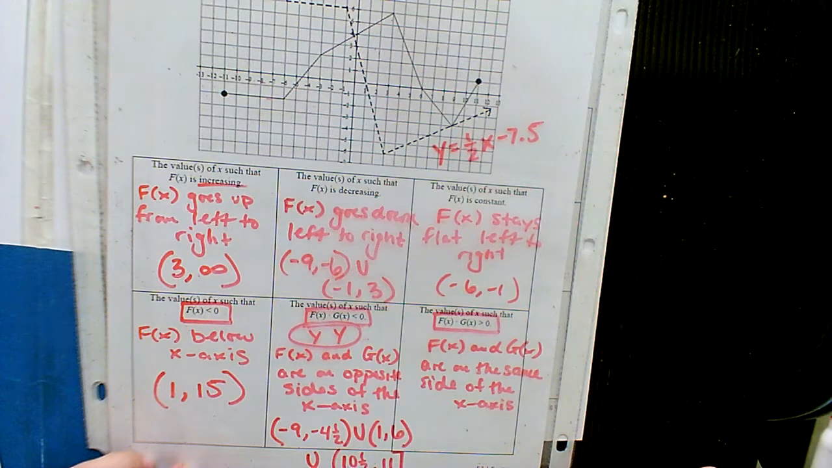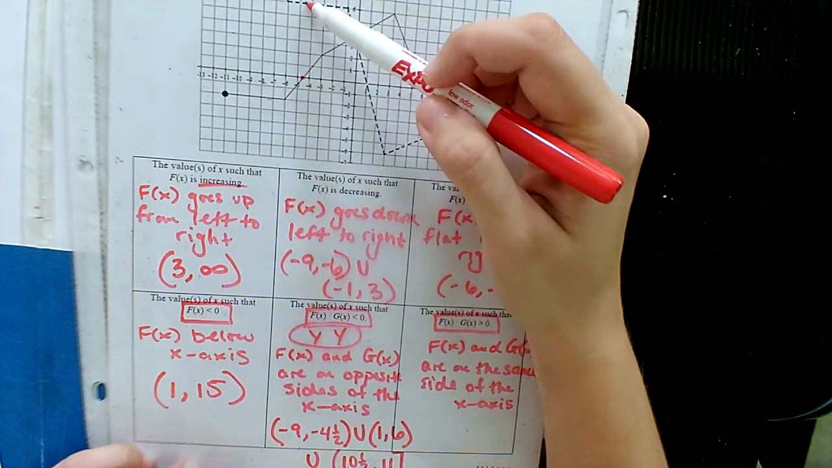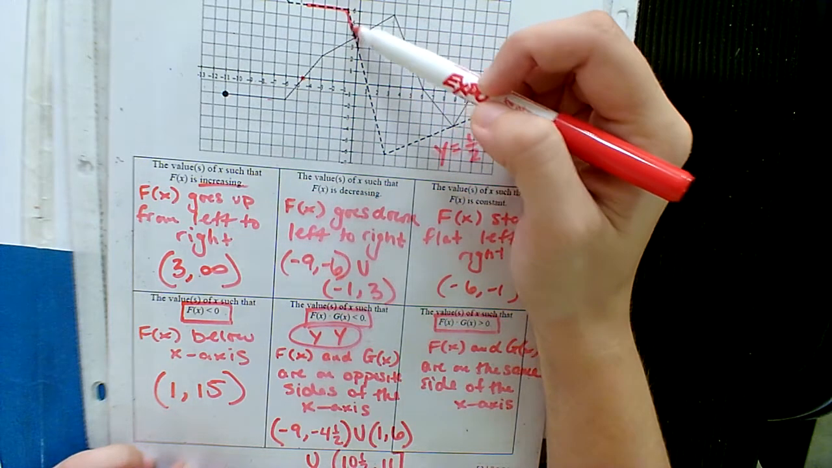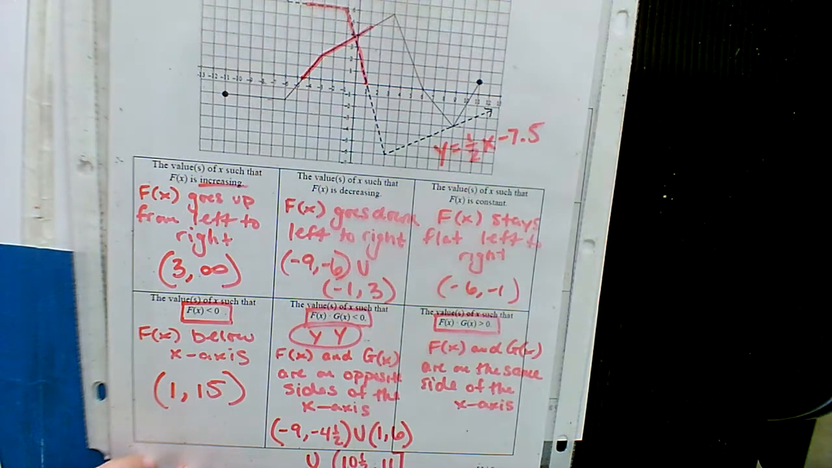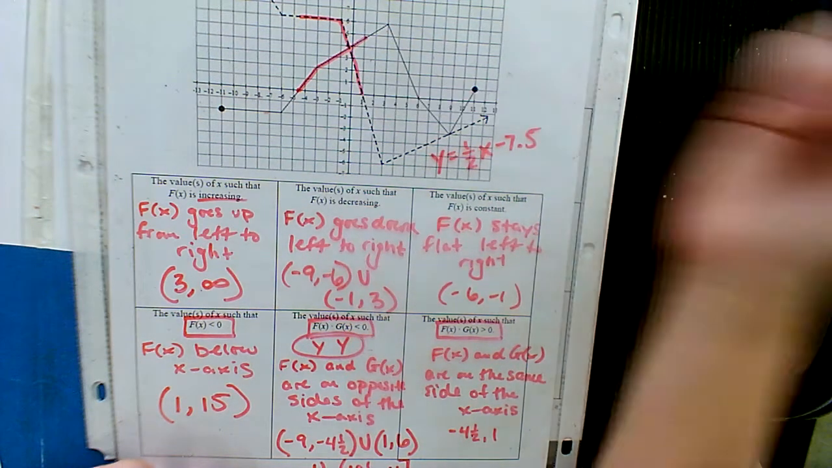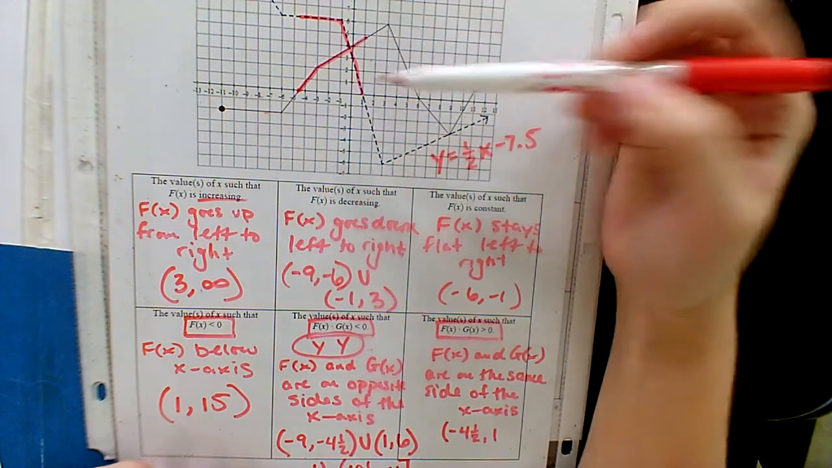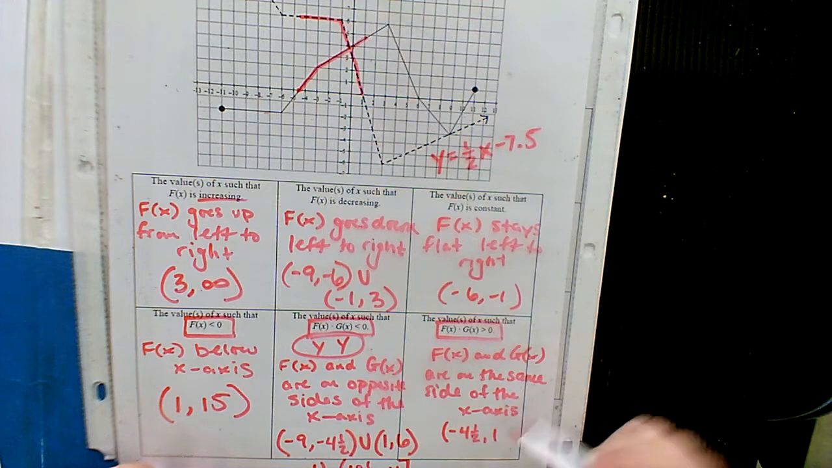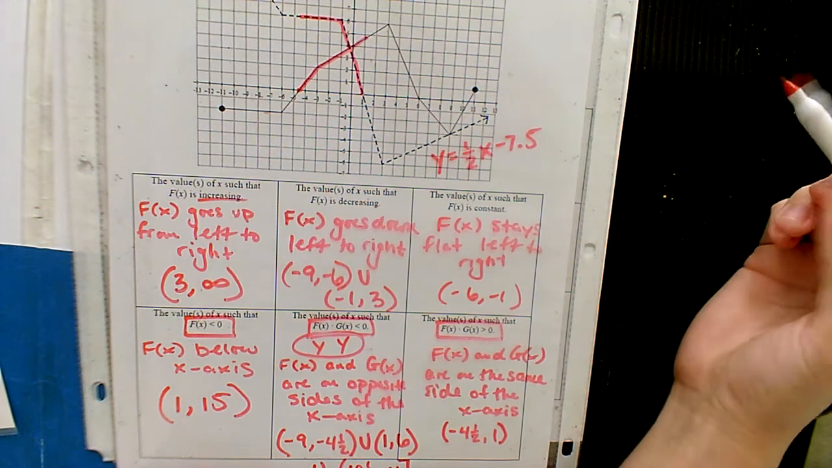So looking at your graph, let's see. Looks like negative 4.5 is a good starting spot, and we'll have to end at 1. Let's see, at negative 4.5, the dotted graph is on the x-axis, so we cannot include that. And at 1, the dotted graph is on the x-axis, so we cannot include that one either. Okay, we're either both above or both below.